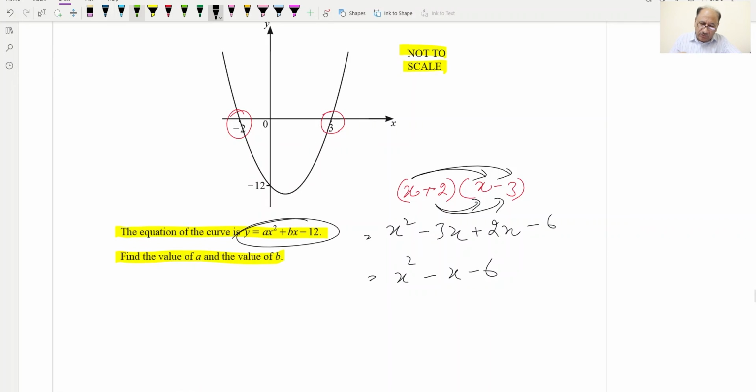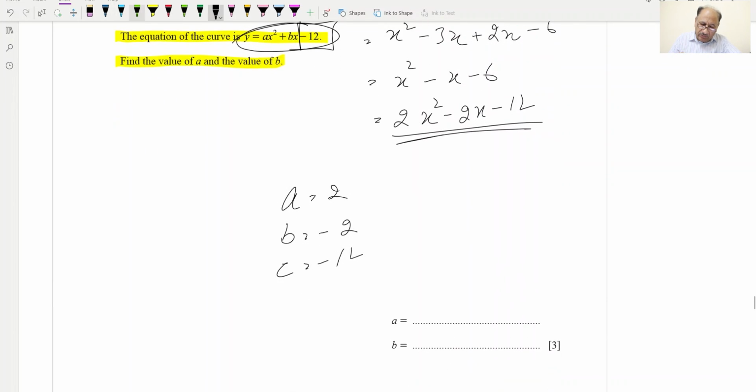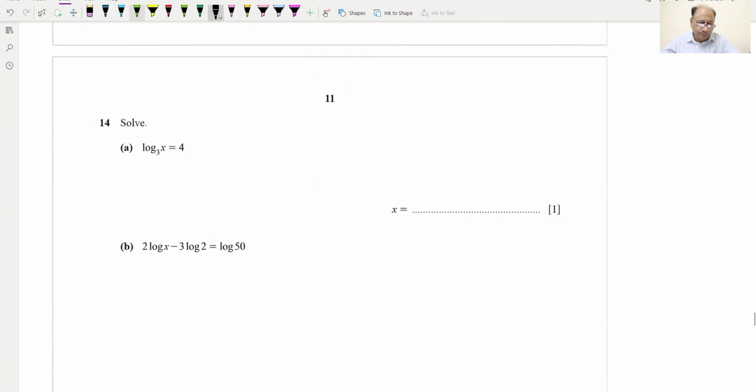If we compare this equation with the given one, we require minus 12 here, but we are having minus 6, so we can double this. This will be 2x squared minus 2x minus 12, and now we can compare this equation with the given one. So what will the a value be? The a value is equal to 2, the b value is equal to minus 2, and the c value is equal to minus 12. The same thing we can copy here: a value is 2 and b value is minus 2. This is a 3-mark question which we are done.